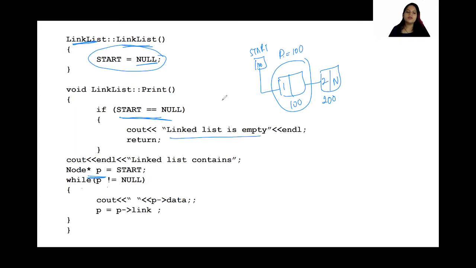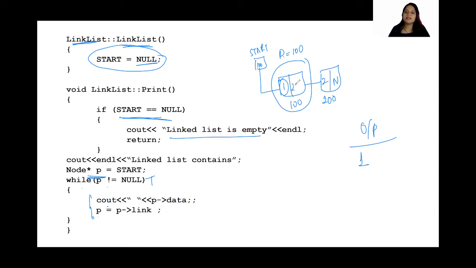In this case, P is not equal to null, isn't it? So it is not null, so this is true, and I'm going to execute this. I'm going to say cout P data. So what is P data? The data at 100 is 1, so the output is going to be 1 initially. And then I'm going to say P is equal to P link.